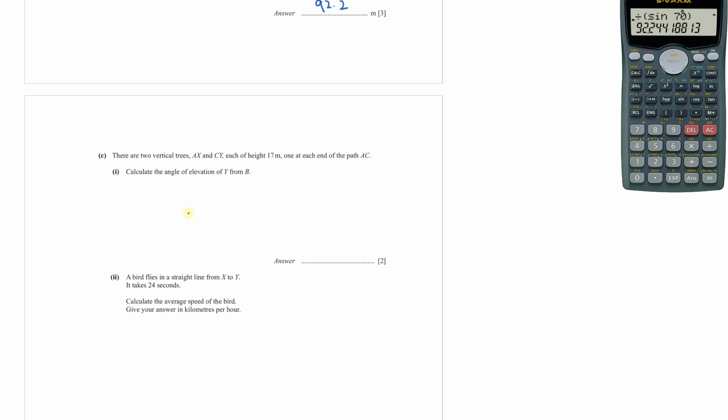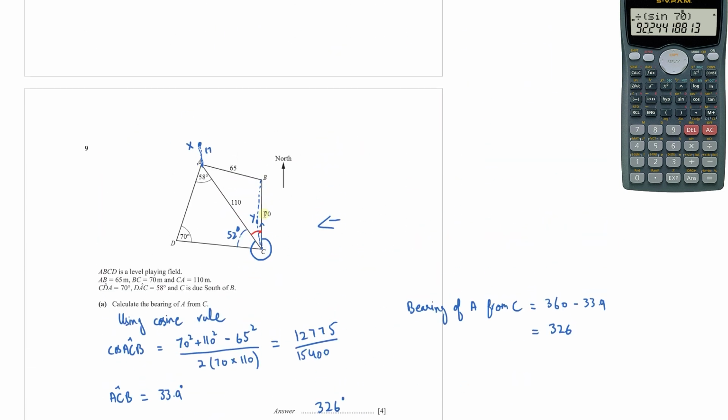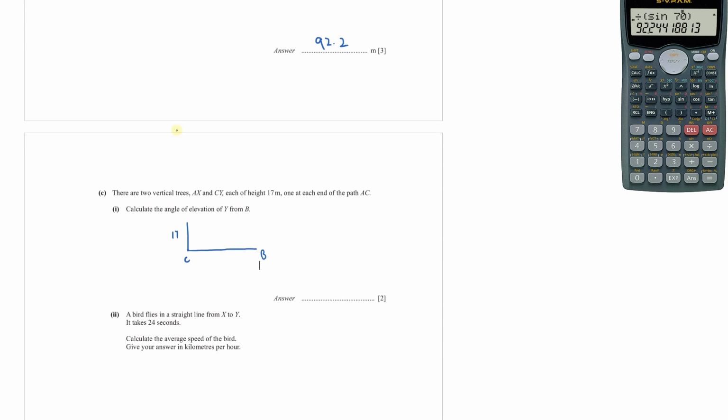So this is your point C, and then you have a tree vertically standing straight at point C, which is 17, and then there's a point B. And how far is B from C? B is 70 meters. So this is 70, and this will be the angle of elevation. So you're looking to find this angle, theta. So this is a right angle triangle because we know that the tree is vertical. So this will be 90 degrees. You know the perpendicular, you know the base. So you're looking to find this angle.